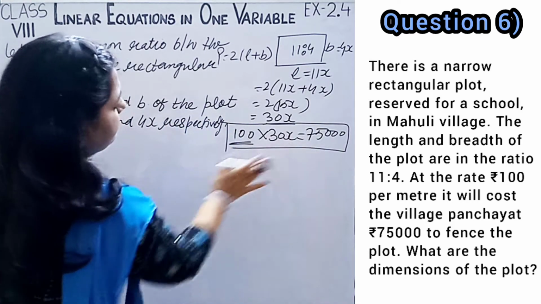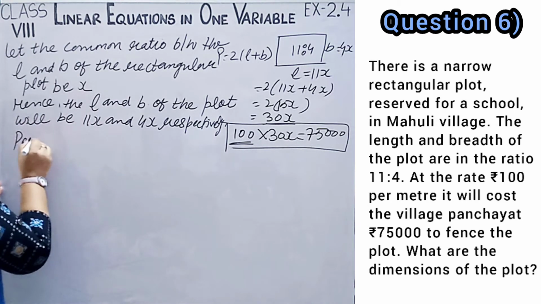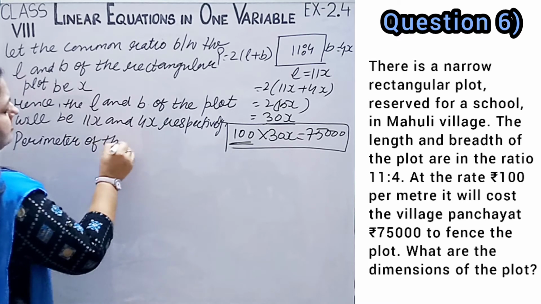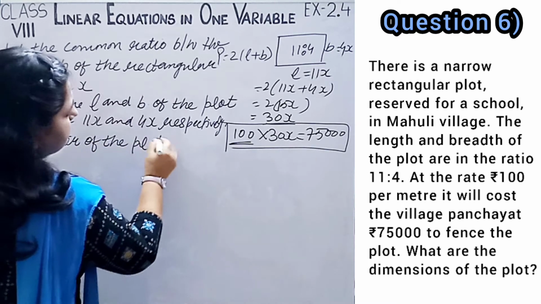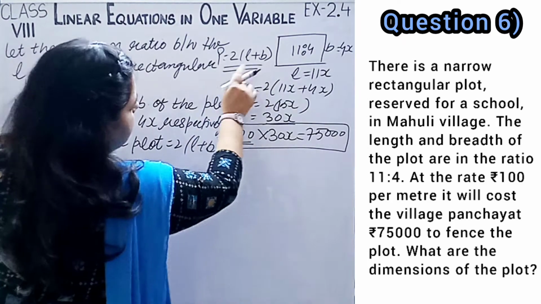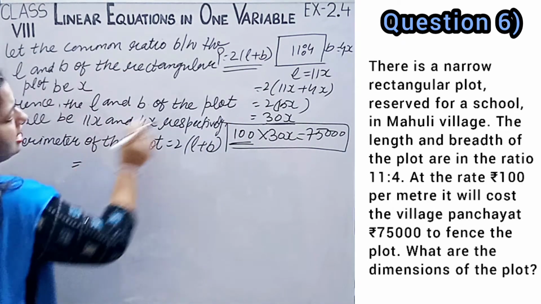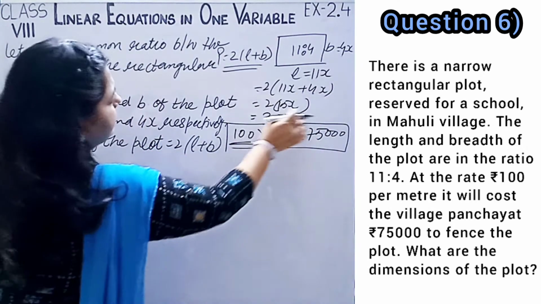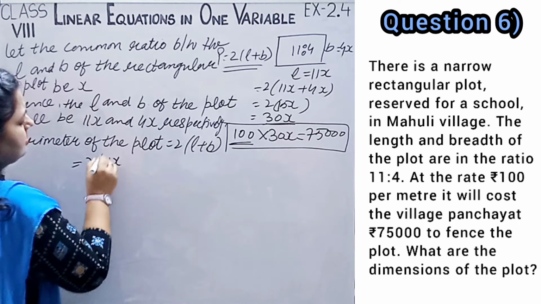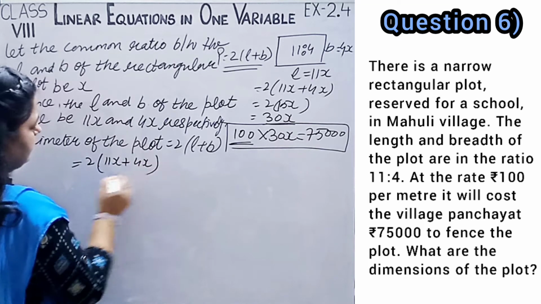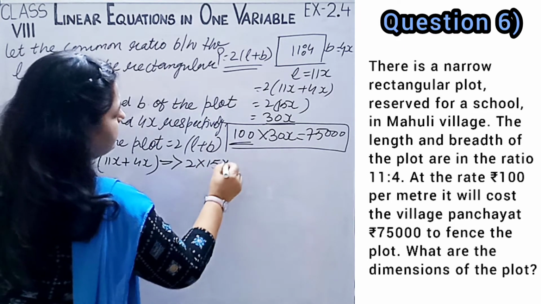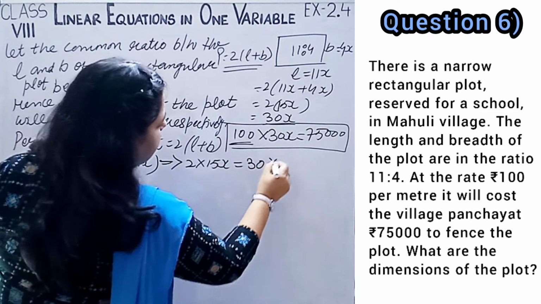Now the perimeter of the plot, we know this, 2 (L plus B). We have already discussed this here. So after calculation we got 30x. So 2 into (11x plus 4x), which is equal to 2 into 15x. We have already solved this. This is 30x now.